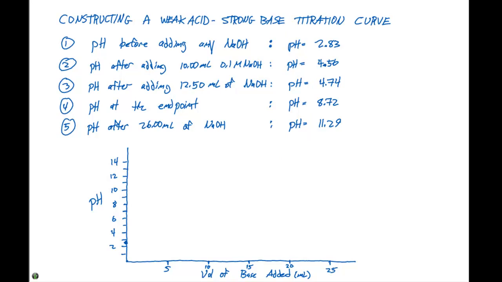Now that we've done various calculations about pH and where we are in our titration curve, let's go ahead and construct this titration curve for a weak acid and a strong base. So the pH before adding any base is going to be 2.83, which is indicated by this point down here on the graph. When we add 10 milliliters of our 0.1 molar sodium hydroxide solution, our pH is 4.56.